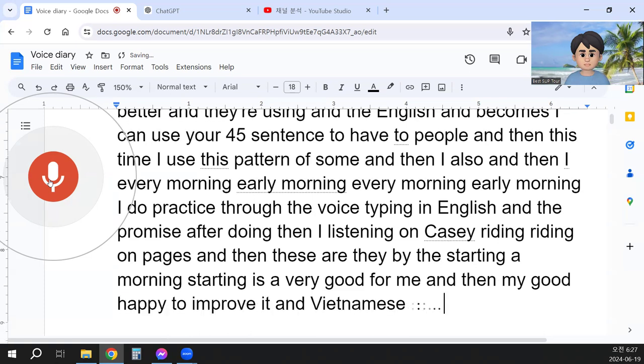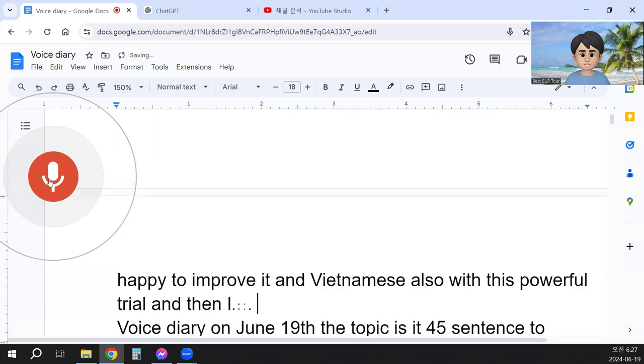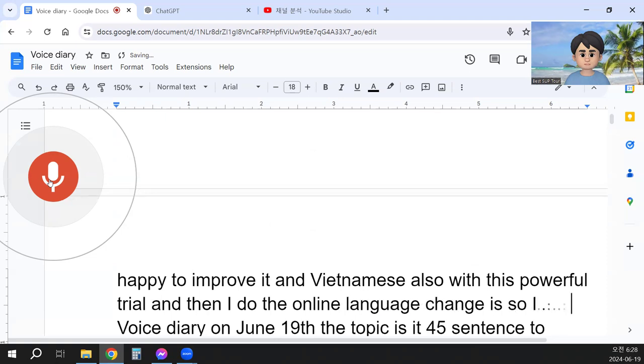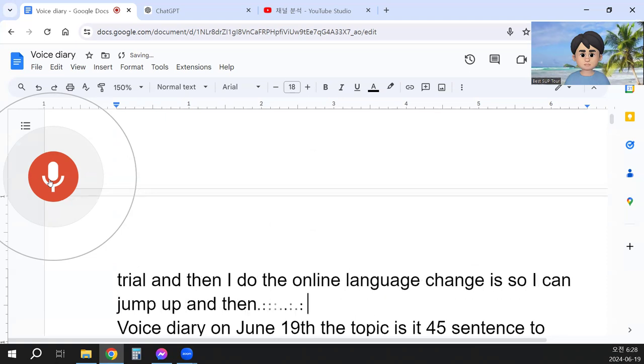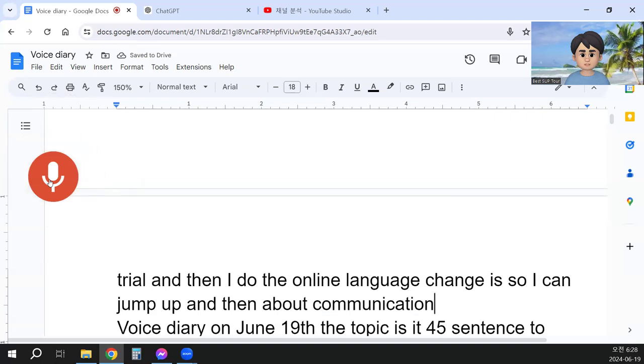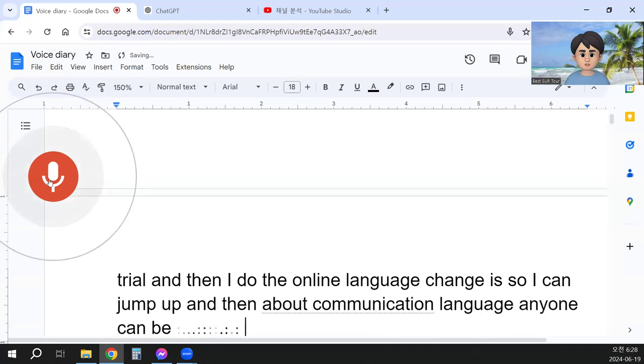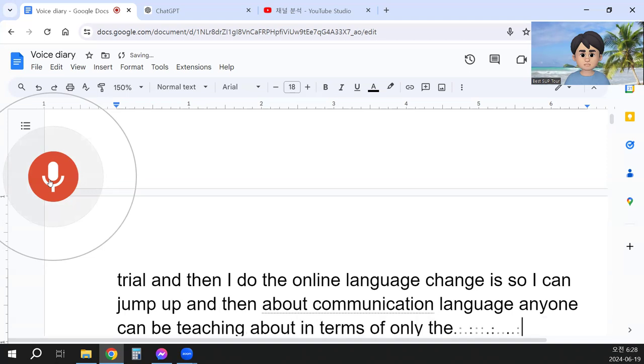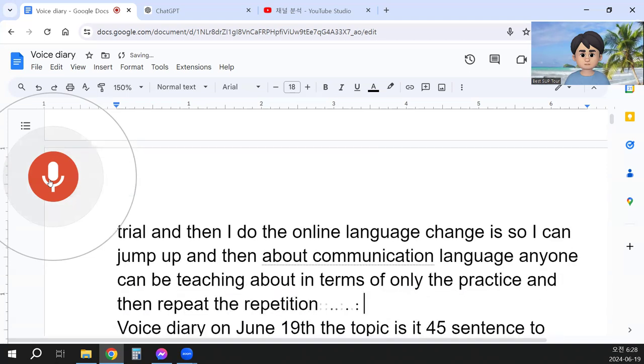Also with this powerful tool, when I do online language exchanges, I can communicate in English, Chinese, and also Korean. Korean is not a problem because every day I use Korean. Basically, it's my native language. It's very easy, anyone can teach it with only practice and repetition, and can also do online language exchanges.